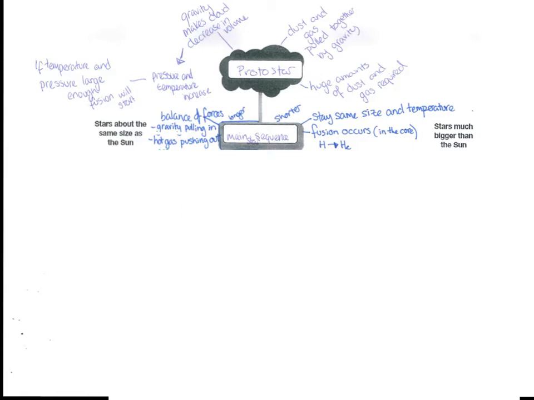Once fusion has started in the protostar, it then becomes a main sequence star. In a main sequence star, the forces acting on the star are stable. The two forces involved are gravity, which pulls the star in towards the centre, making it smaller, and the force from the hot gas pushing outwards, and the gas keeps staying hot because of the energy released by the fusion. So if those forces are balanced, the star will stay the same size and temperature.